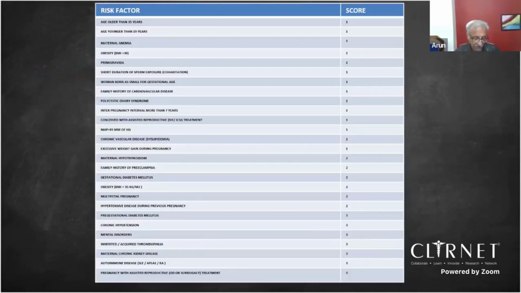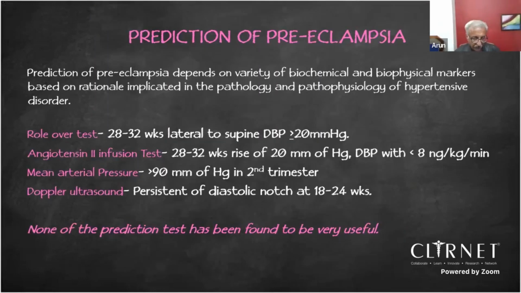So these are the risk factors. You may not remember these risk factors, but you can always tell them there is a list of risk factors which have been scored 1, 2, and 3. If the total of any of the risk factors present is more than 3, these patients are at risk of preeclampsia. Now, how do we predict?